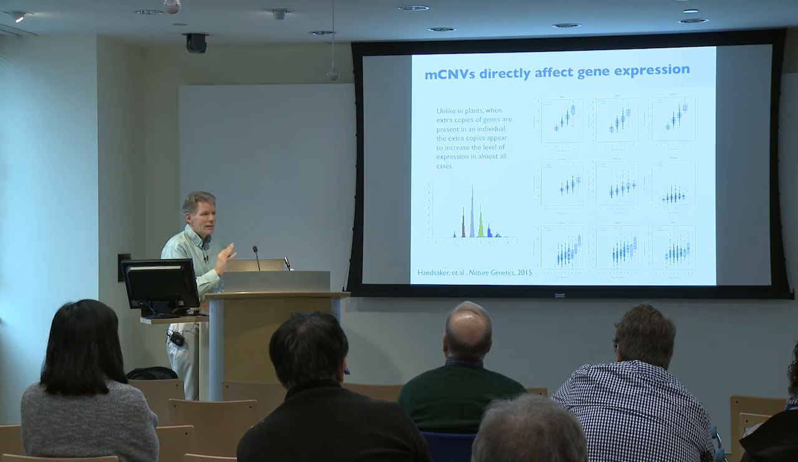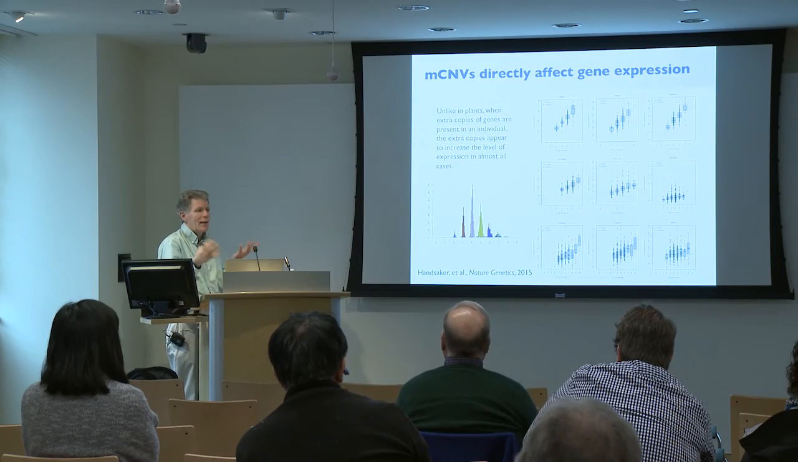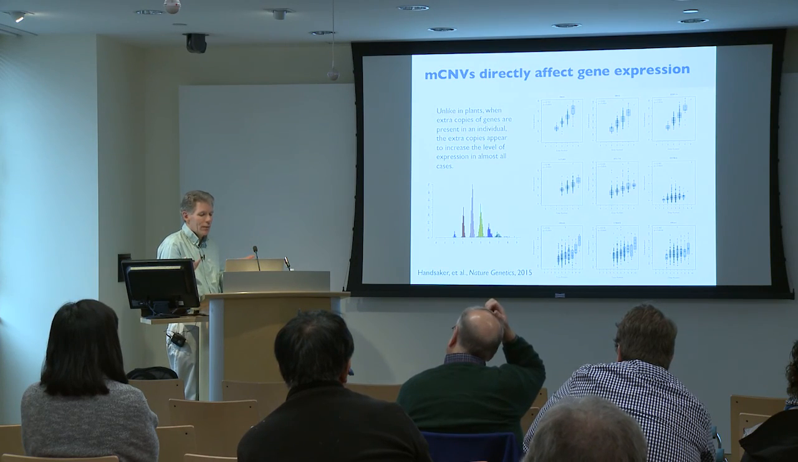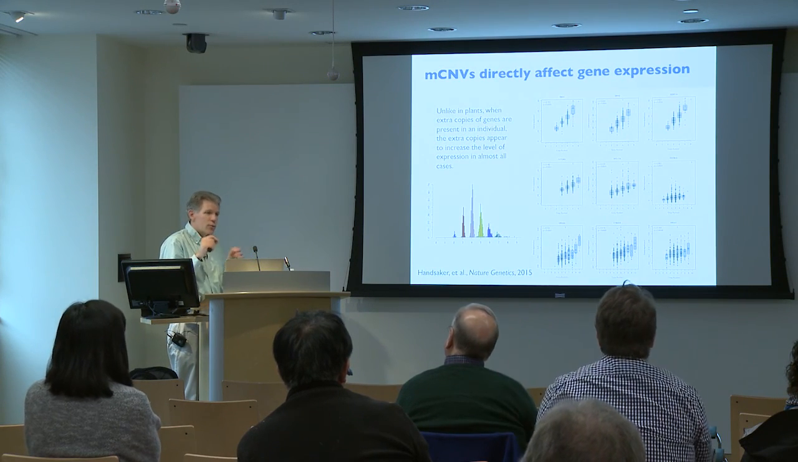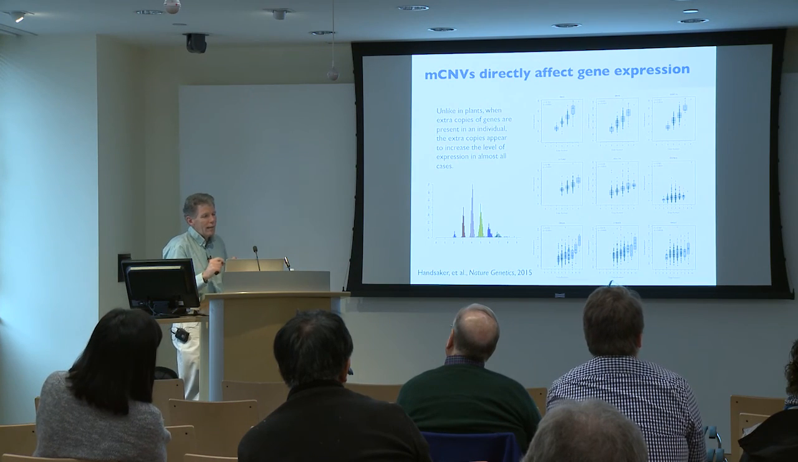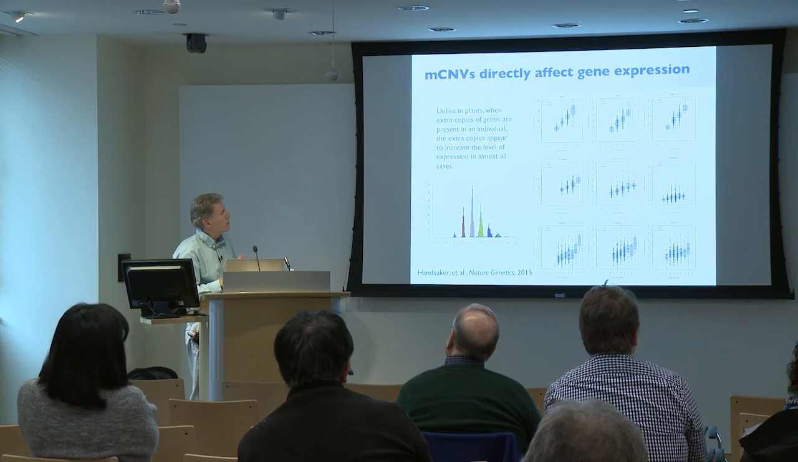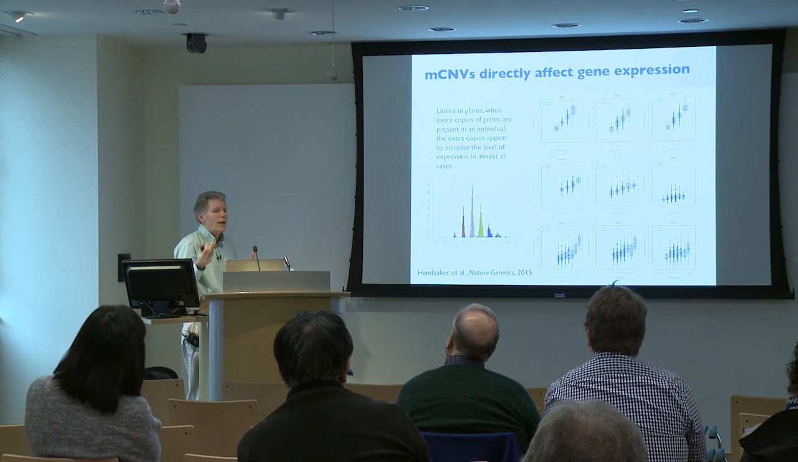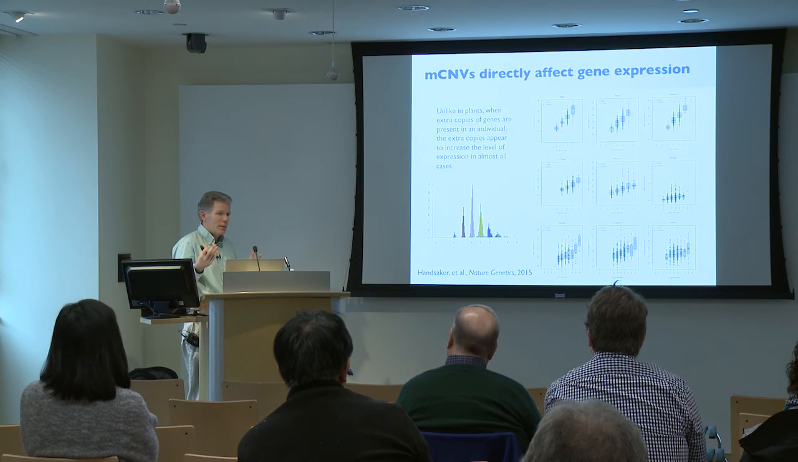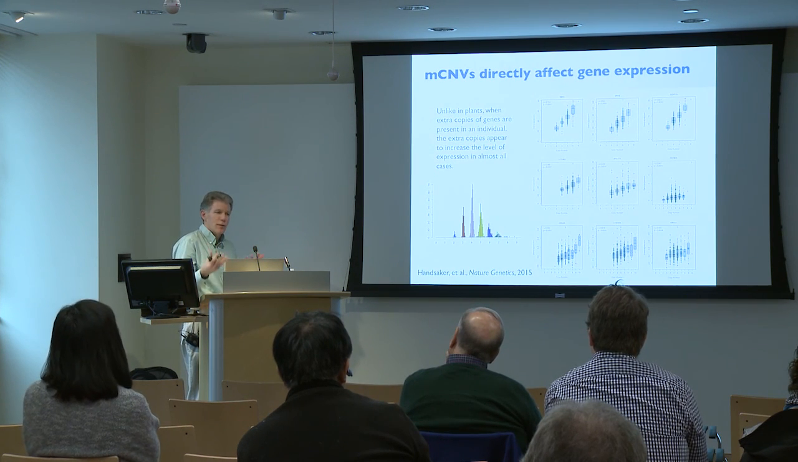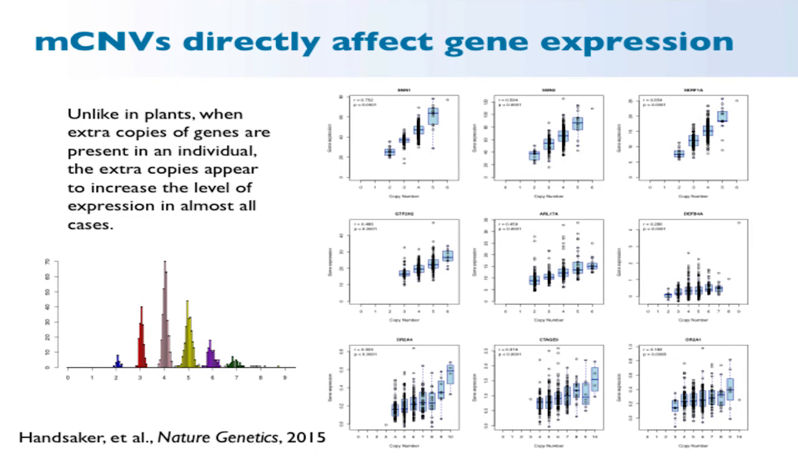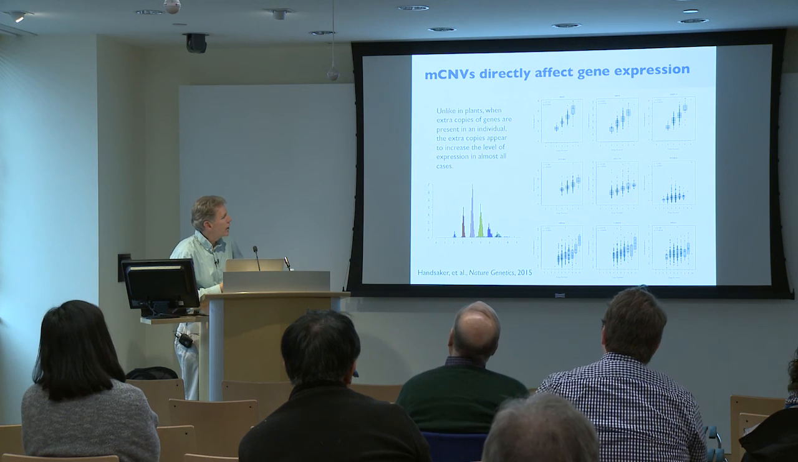For example, in plants, there's a mechanism where if a plant acquires an extra copy of genes, those extra copies will often be shut off. And the idea is that maybe this is beneficial because you don't want an extra copy to suddenly create an imbalance in the level of expression of a gene. But at least in the human genome, in almost all cases, we find that when there's extra copies of a gene, that expression goes up.